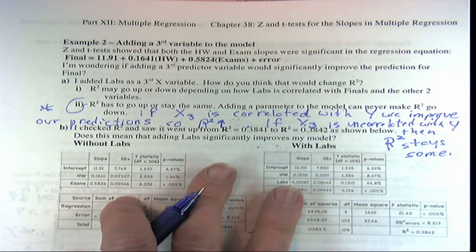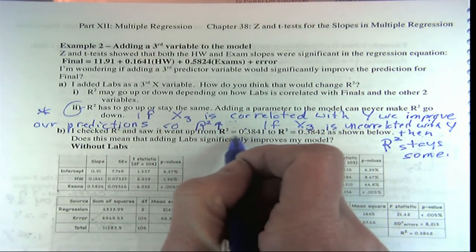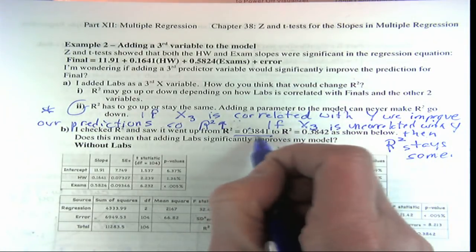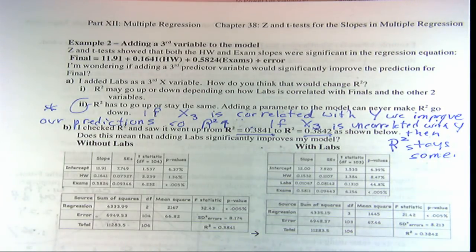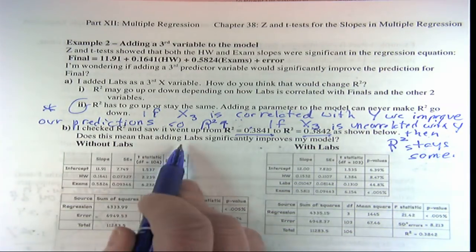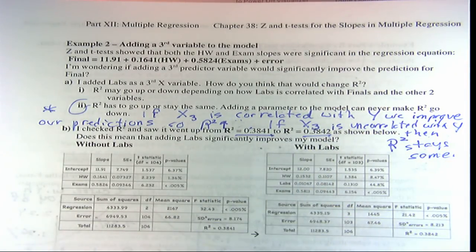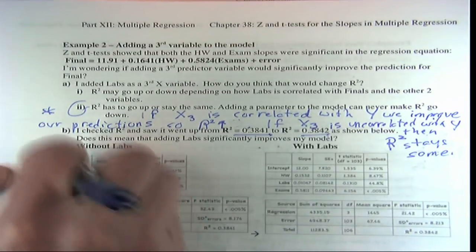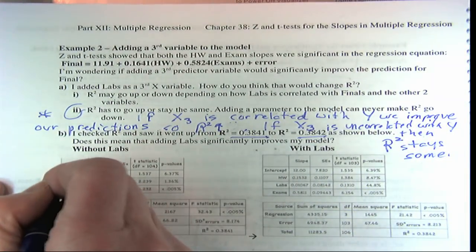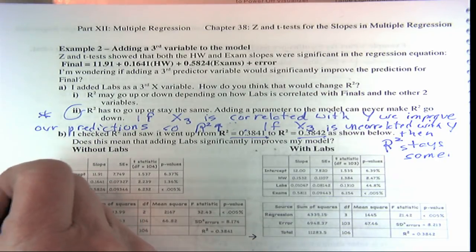And so I checked r squared and saw it went up, but just a tiny bit. Look at this, just from 0.34, it just went up in the fourth digit. Look at that, just by 1 there. That's tiny. Okay? Does that mean that adding labs significantly improves my model? Let's look at that. This is a good review right here, just to see that we have a beta naught, a beta 1, and a beta 2. So that's 3 parameters.